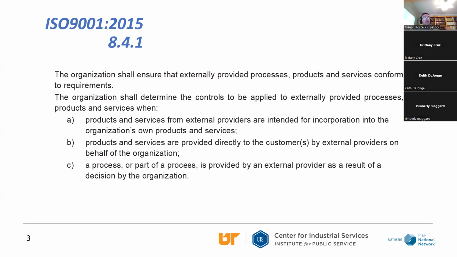So the first clause we'll look at is ISO clause 8.4.1, which simply says that we have to ensure that externally provided processes, products, and services conform to requirements. And the organization needs to determine the controls you're going to put in place when products are provided by external providers, when you incorporate these products into your products.